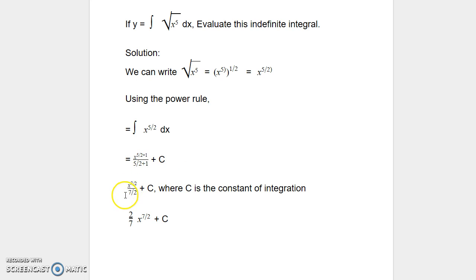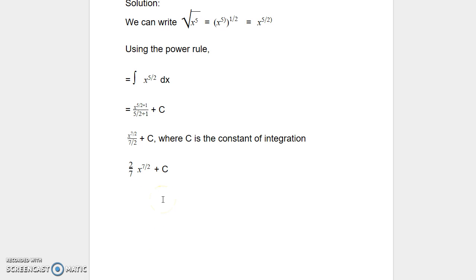So when we simplify this process here, x to the power of 5 over 2 plus 1, this fraction 5 over 2 plus 1 converts to 7 over 2. x to the power of 7 over 2, the whole thing divided by 5 over 2 plus 1, again a fraction in the denominator, that also converts to 7 over 2, plus c. Now we can simplify this some more, and since we have a fraction in the denominator, we can write it to the side of the equation by flipping it over. 7 over 2 in the denominator becomes 2 over 7 on the side of the equation times x to the power of 7 over 2 plus c, where c is the constant of integration.